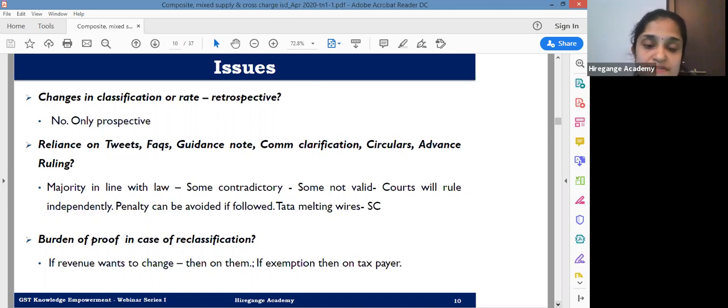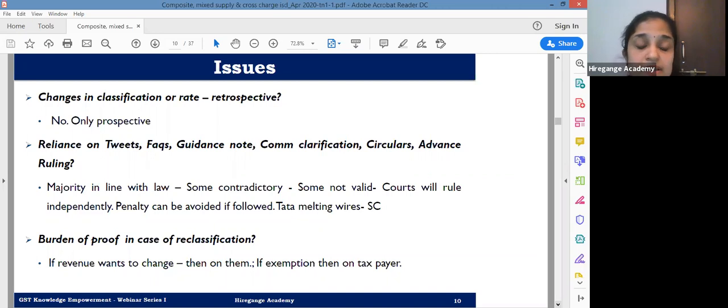What is the view which is favored by the department? What is the view favored by the officers? Okay. And keep in mind, there was a ruling of Tata Melting Wires wherein they said in the Supreme Court that whatever is a circular which is not in line with the law, that is non-est or invalid.